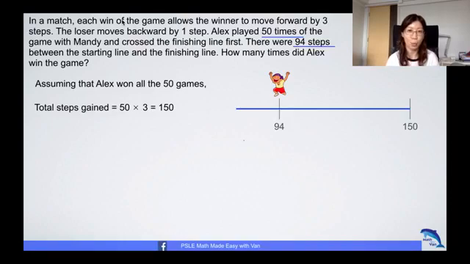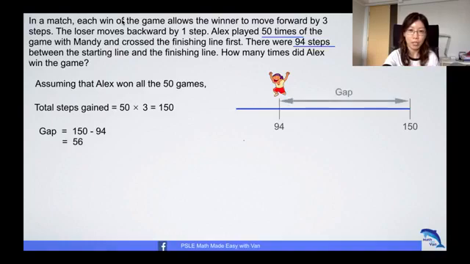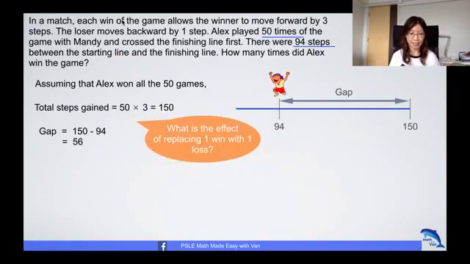So when we do that, we have to replace a win with a loss. There is no way I can satisfy the 50 times if I don't think in terms of a replacement. So the first thing is we need to find a gap. We need to close this gap because there were only 94 steps instead of 150. So, what do we do? The next thing is to consider the effect of replacing 1 win with 1 loss.